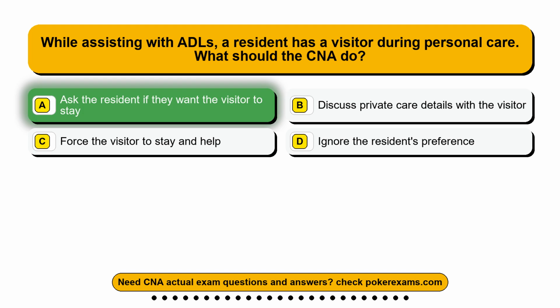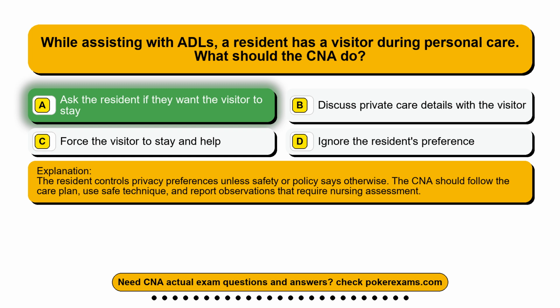The correct answer is option A. Ask the resident if they want the visitor to stay. The resident controls privacy preferences unless safety or policy says otherwise. The CNA should follow the care plan, use safe technique, and report observations that require nursing assessment.